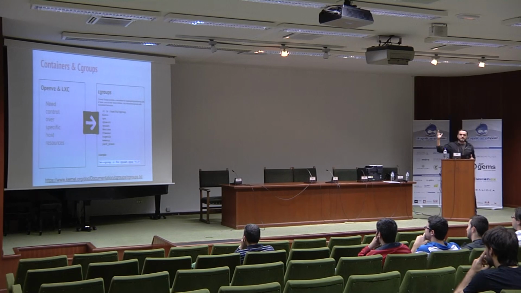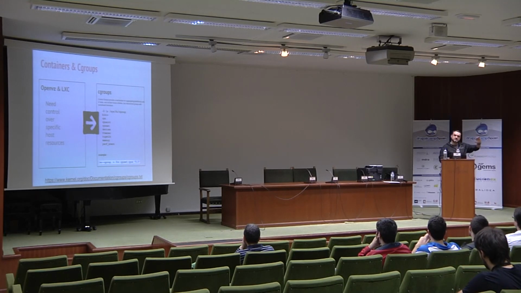So for these two types of technologies, like OpenVZ and LXC, which need specific control over the host, you can use cgroups. Cgroups is something that is able to tell the guest, just use this memory, just use this CPU. Don't give permissions for the user to do that. Or, these are the limits that you give the guest.